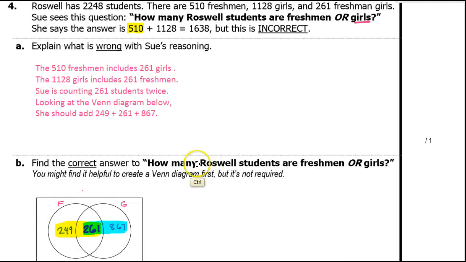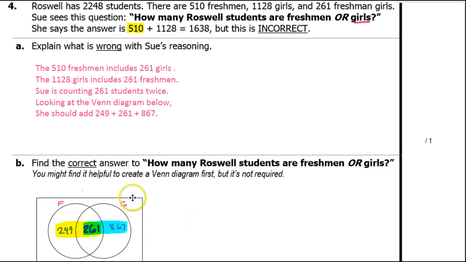Okay, so here's a really nice explanation for you, all written out. The 510 freshmen includes 261 girls, as you can see. The 1,128 girls includes 261 freshmen. So Sue is obviously counting the 261 students twice. So looking at the Venn diagram below, instead she should have simply added 249 plus 261 plus 867, and that would be the number of students who are freshmen or girls. All right, that way you're not counting the 261 twice.